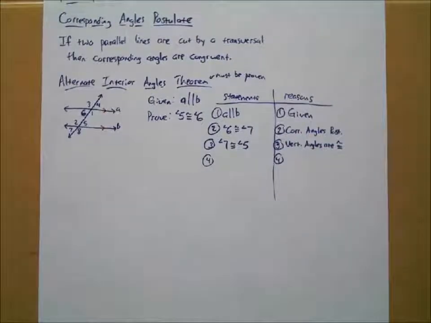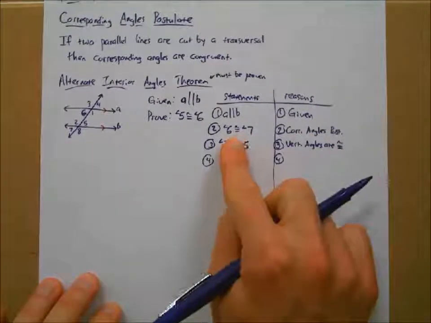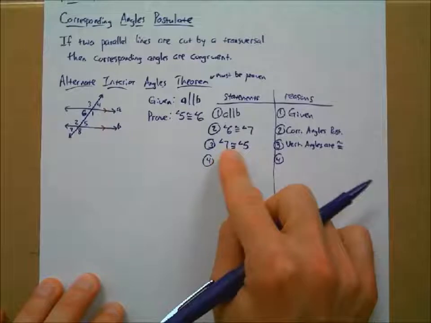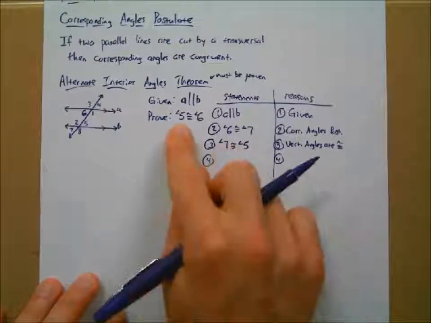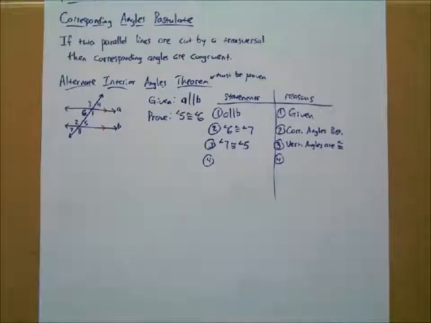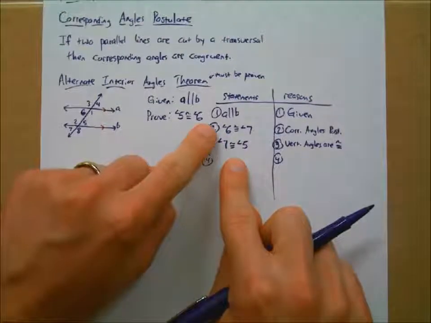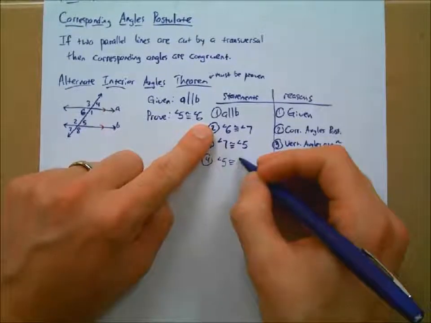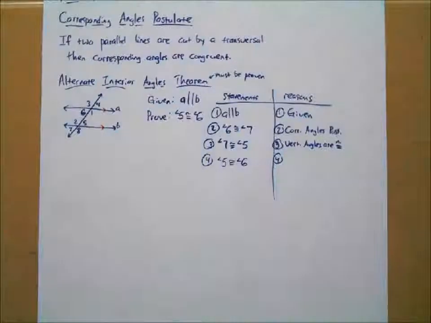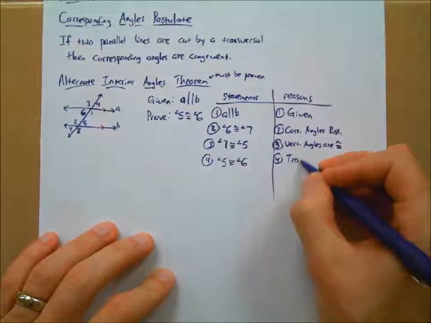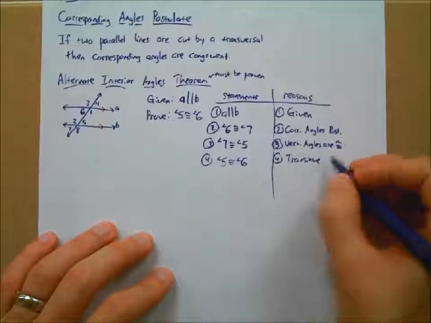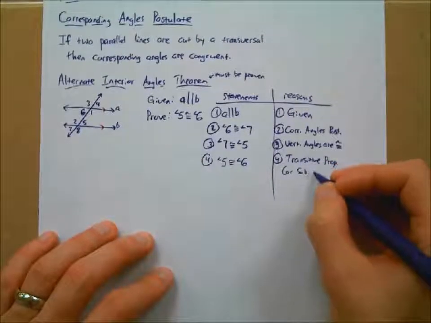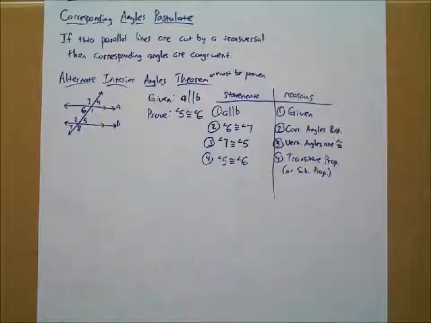Okay. Now let's look at what I've established here. I've established that 6 is congruent to 7. I've established that angle 7 is also congruent to angle 5. And I'm trying to show that angle 5 is congruent to angle 6. Well, if I have these two congruences, can't I now say angle 5 must be congruent to angle 6? By the transitive property, right? Or if you want to use substitution, that would be fine too. I'd be fine with either one there.